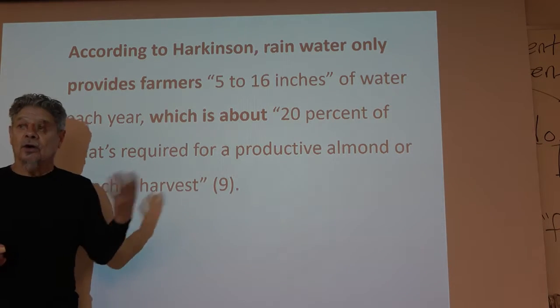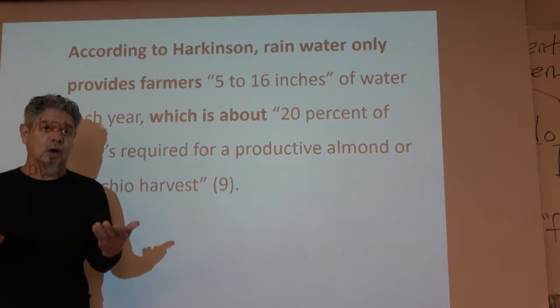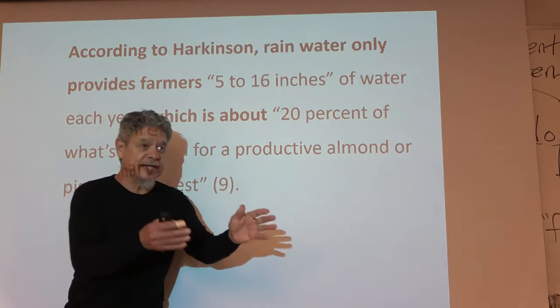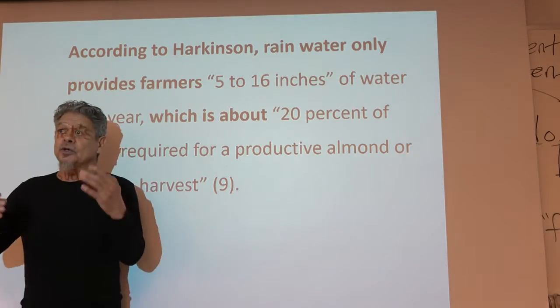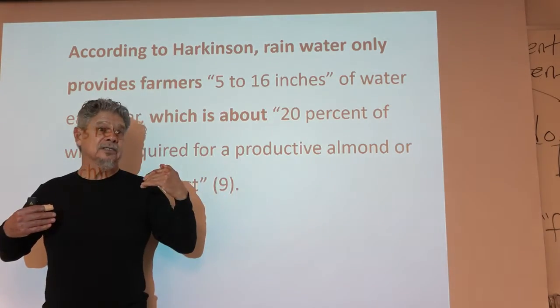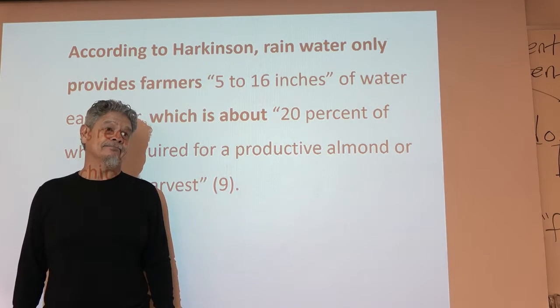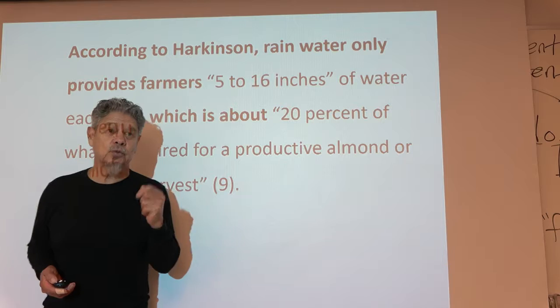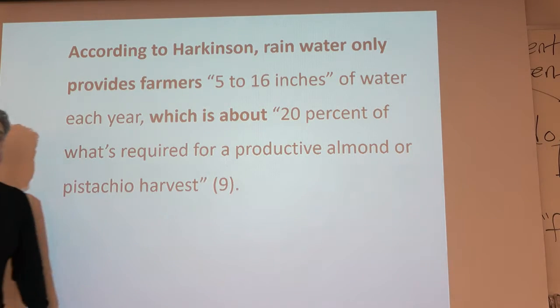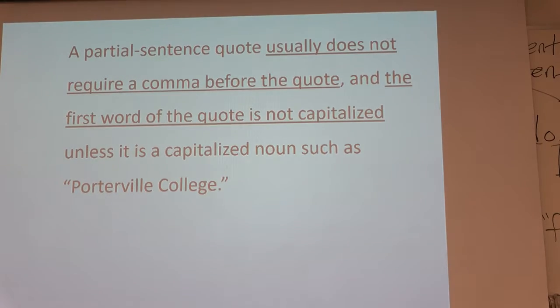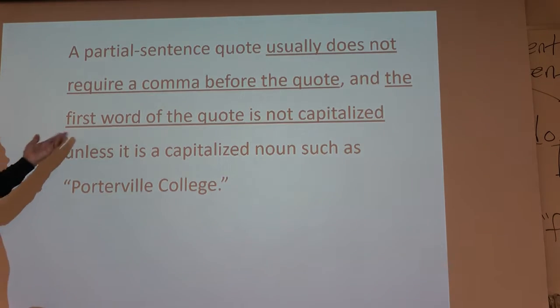So, using partial quotes, you take the most important part of the sentence and you put that in there. And that way, you don't have such a long quote. So it'll help you not to go beyond the 20% limit. So partial sentence quotes are good to use. Okay? All right, very good. So I showed you that: no commas, no capital letters, usually.